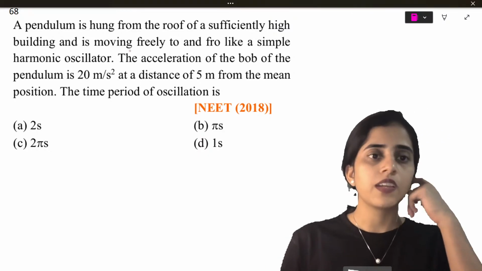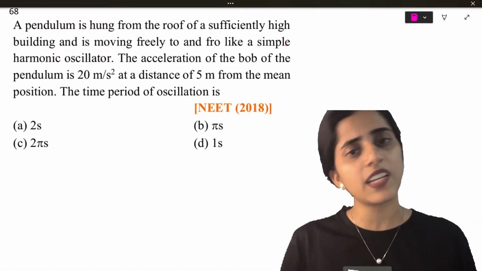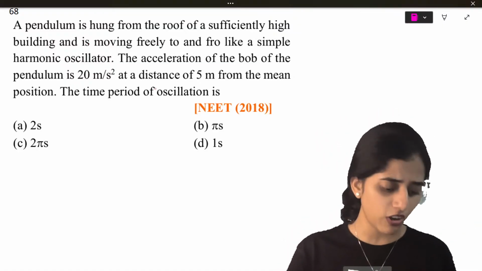Quickly, we'll finish. A pendulum is hung from the roof of a sufficiently high building and is moving freely to and fro like a simple harmonic oscillator.